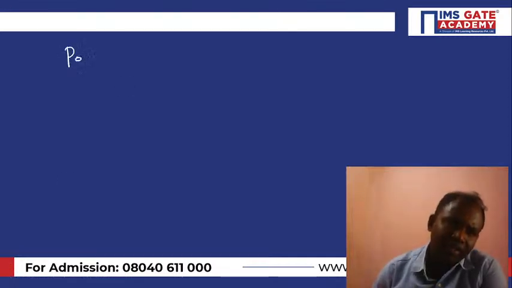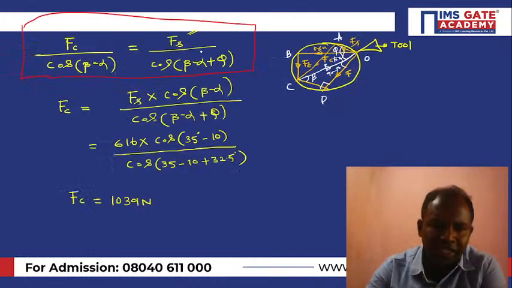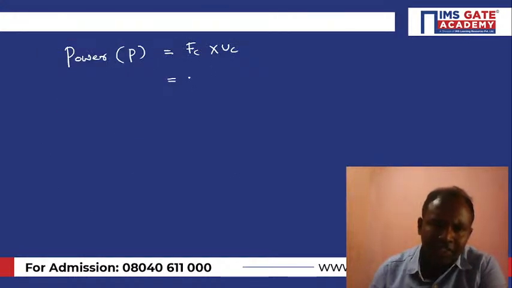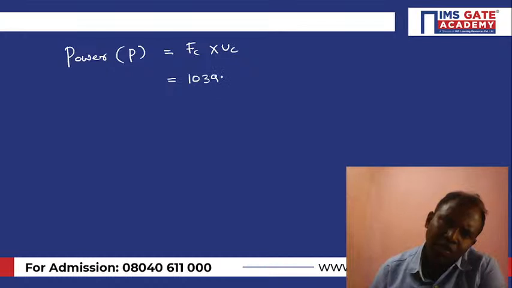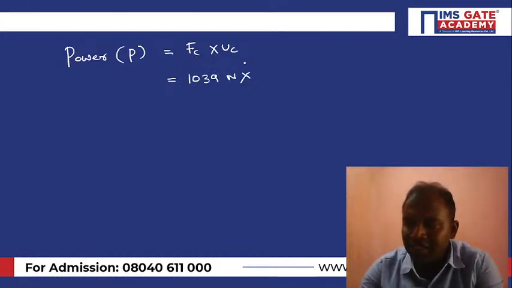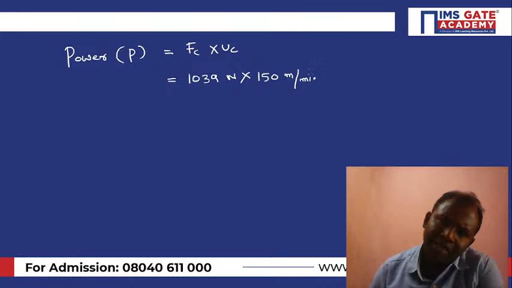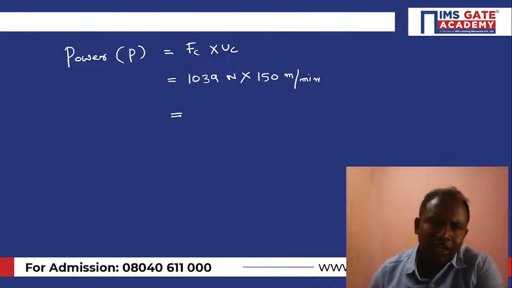So power P equals Fc into Vc. Now here, how much is Fc? 1039 newtons into Vc. Cutting velocity, how much, guys? Cutting velocity is 150 meters per minute. But here you need to get power in watts now.